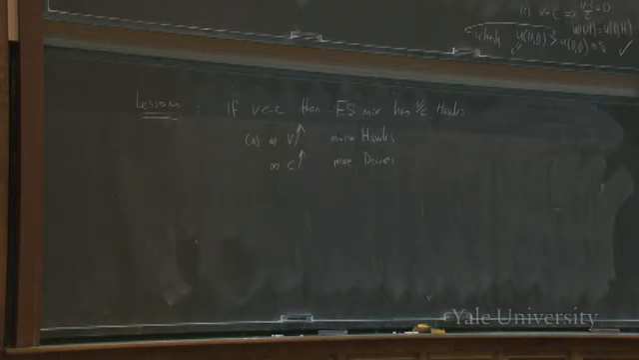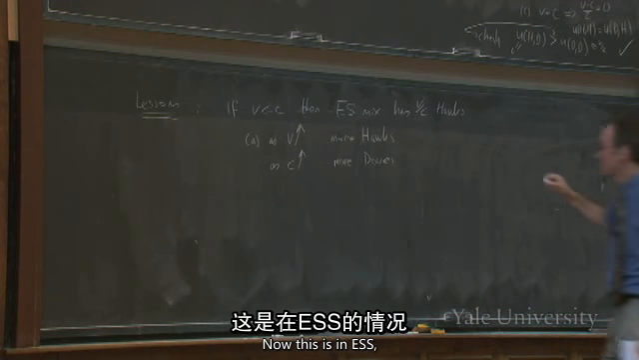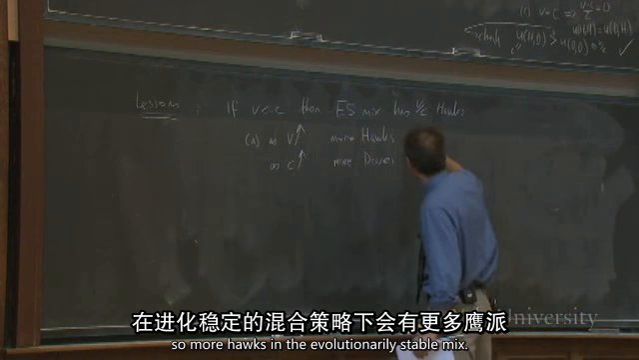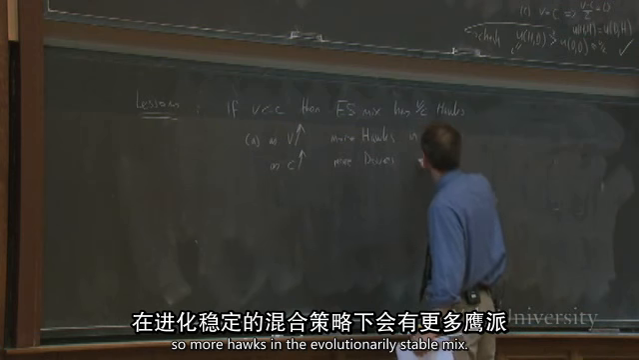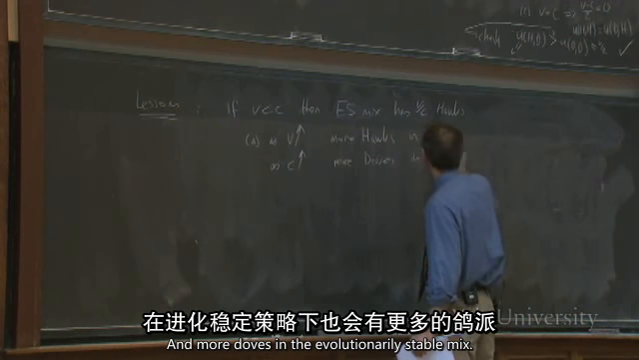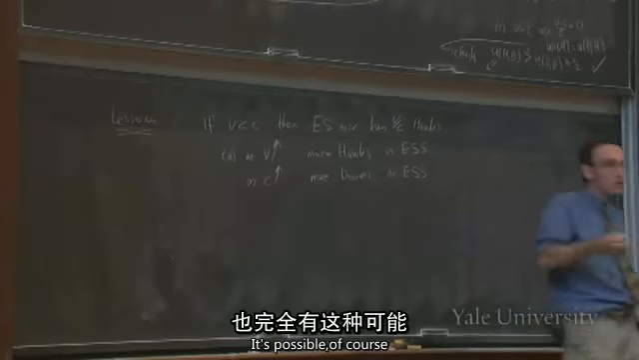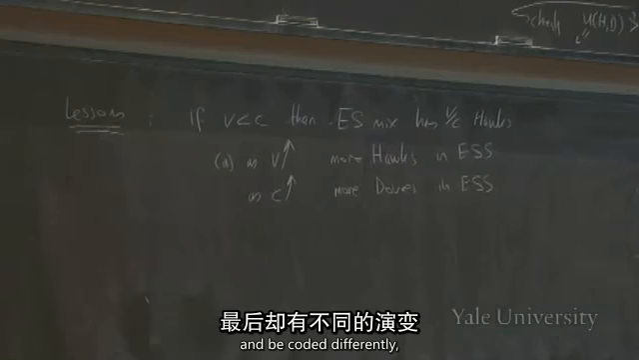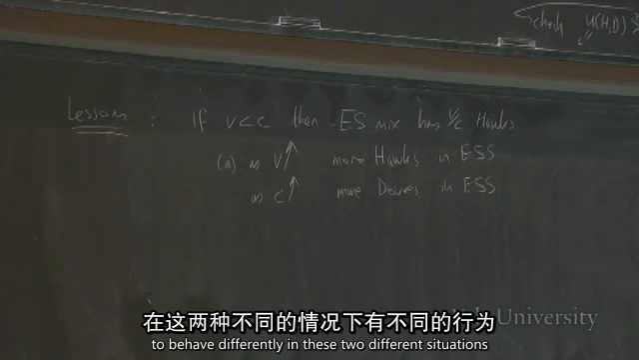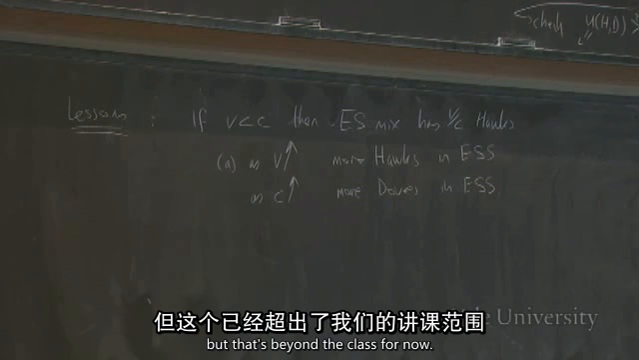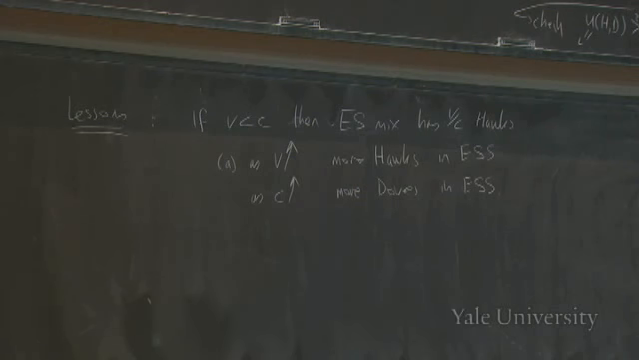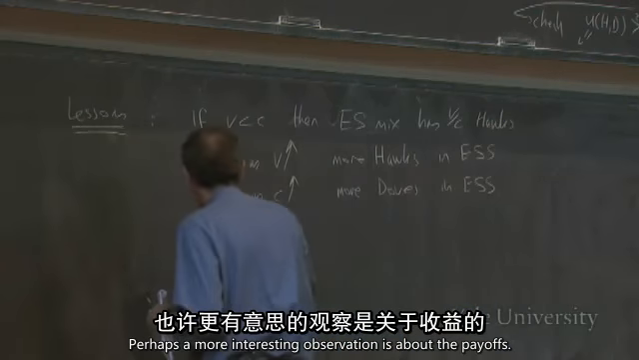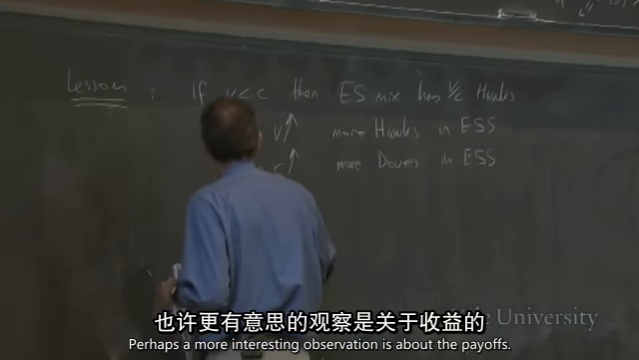All right? And this is in the ESS, so more hawks in the evolutionary stable mix and more doves in the evolutionary stable mix. Now, it's possible, of course, that the species in question can recognize these two different situations and be coded differently, to behave differently in these two different situations, but that's beyond the class for now. All right? Perhaps a more interesting observation is about the payoffs.